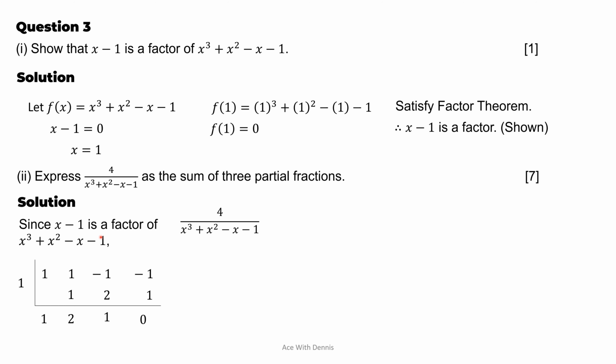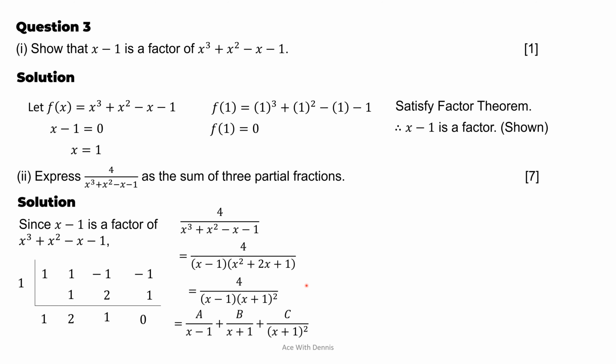Hence, I can write this expression 4 over x cubed plus x squared minus x minus 1 equals 4 over x minus 1 times x squared plus 2x plus 1, as this is the quadratic factor that we get from the synthetic method here. 1 is for the x squared, 2 is for the 2x, and 1 is for the 1 here. The next thing we can do is factorize x squared plus 2x plus 1, which gives x plus 1 squared. Then it becomes 4 over x minus 1 times x plus 1 squared.